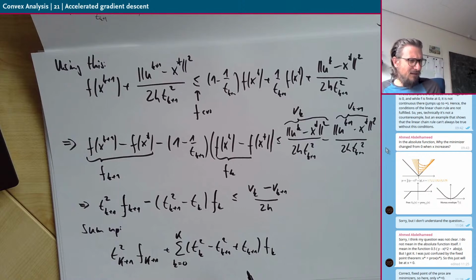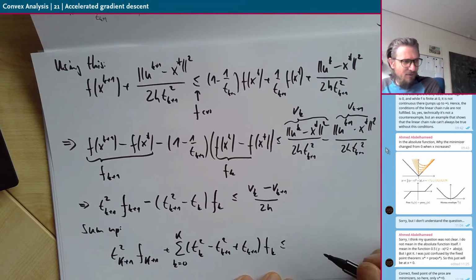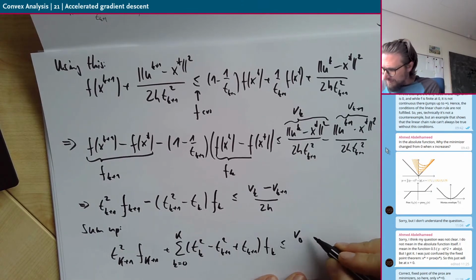Did I miss something? No. Okay, on the right hand side it's simpler. On the right hand side, everything in the sum cancels with the previous one except for the first one, which stays here, and the last one, which is that.